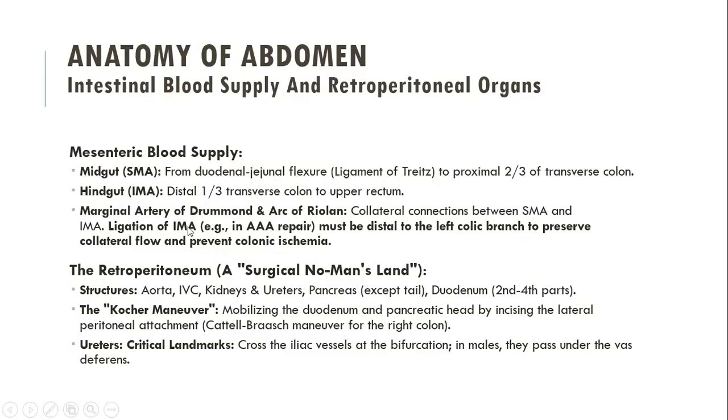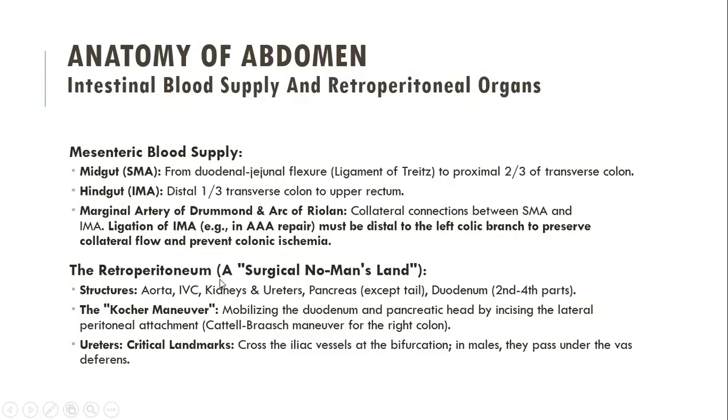Whenever you are ligating the IMA, the inferior mesenteric artery, like in abdominal aortic aneurysm repair, the ligation must be distal to the left colic branch, to preserve the collateral flow and prevent colonic ischemia. So whenever you are repairing the abdominal aortic aneurysm, you will be ligating the IMA, but the ligation must be distal to the left colic branch. Because if you ligate proximal to the left colic branch, then you are disrupting the collateral connections and it will cause colonic ischemia.